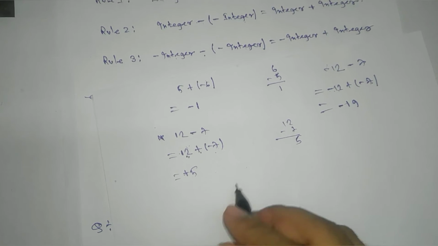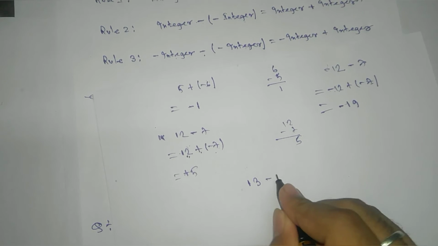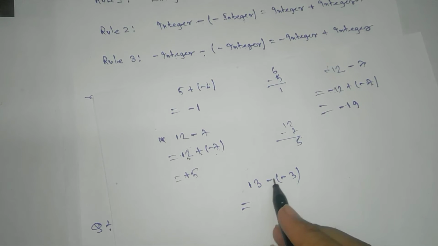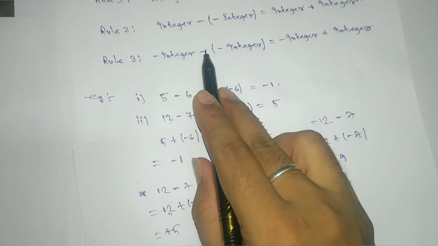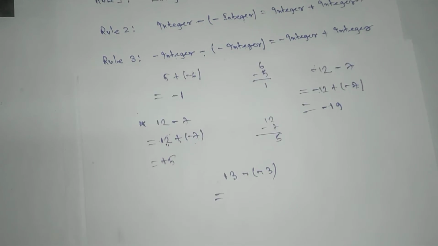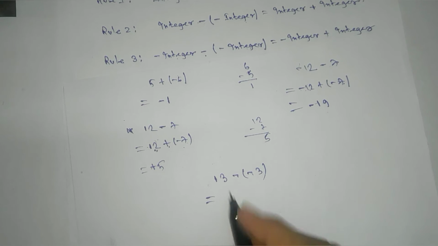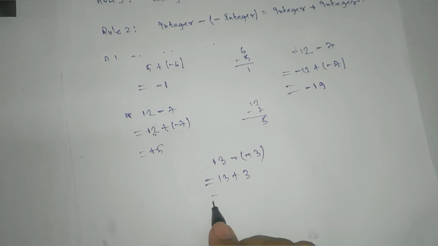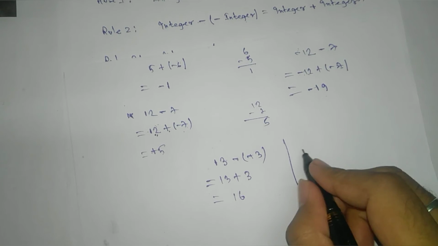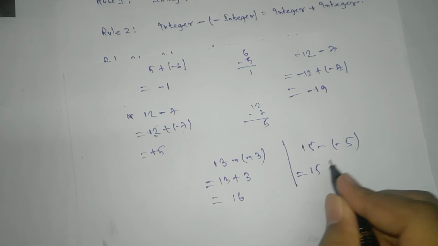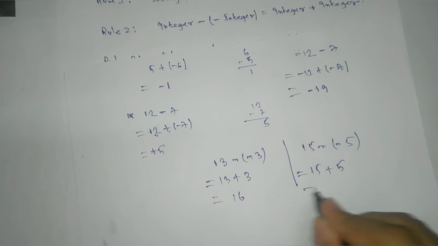Now take another one, like 13 minus of minus 3. What we're going to do is convert this one. As you can see the minus symbol, minus minus will give you plus. I have already told you the rule that minus minus gives plus. This is the multiplication rule, which we apply here. So minus minus gives plus, so 13 plus 3 will give you 16. If you give another problem like 15 minus of minus 5, 15 will remain the same, minus minus gives plus 5, and we get 20.